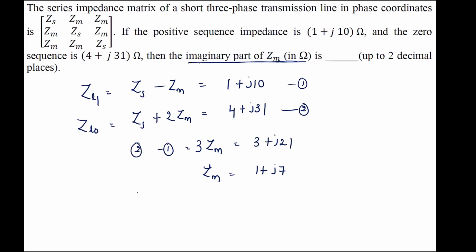He is asking for the imaginary part of Zm in ohm, up to 2 decimal places, which means you have to write 7.00 as the right option. You should not even keep the symbol ohm. You should simply write the imaginary part of Zm in ohm. Directly he told up to 2 decimal places. So the imaginary part of Zm is 7; up to 2 decimal places it will become 7.00. That is the answer. This is a GATE 2019 question.